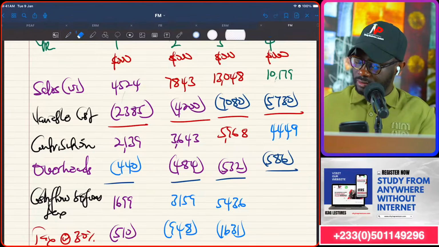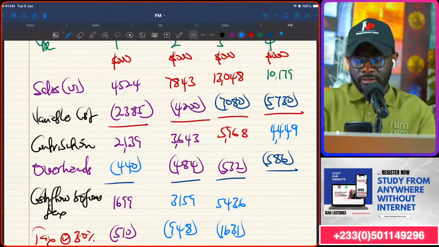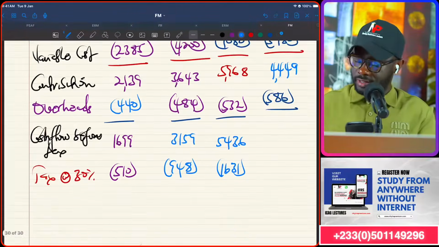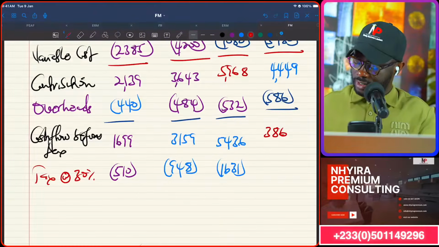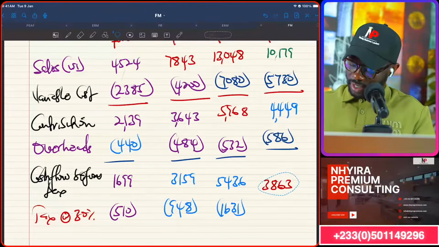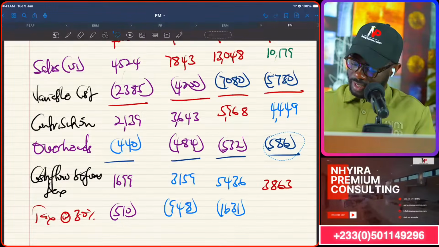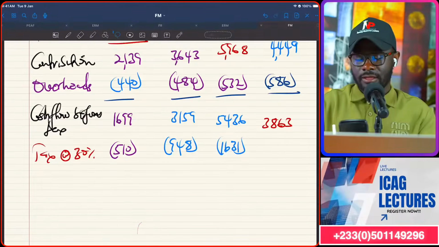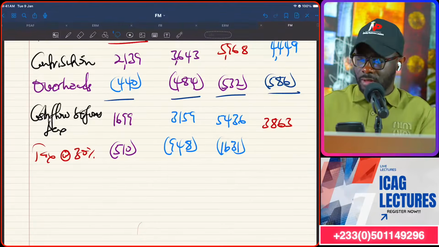4449 minus 586, 3863. How am I having some figures in line and some figures out of line? Okay. Then tax of 30%, that is 1159 maybe.